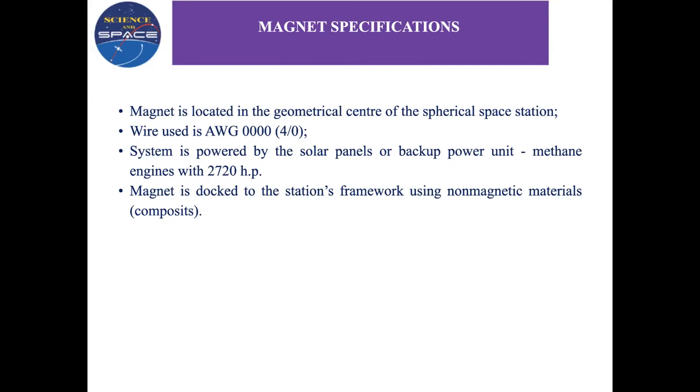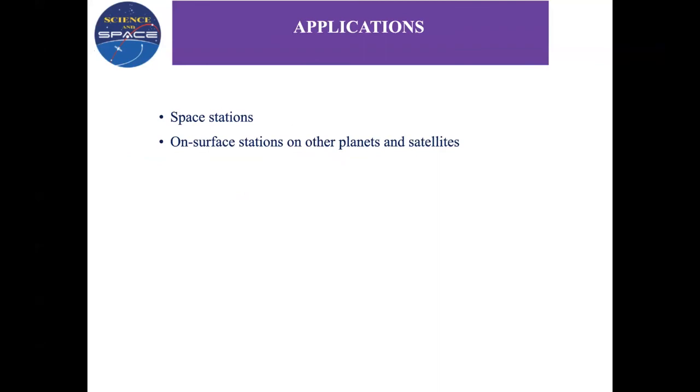And the main application of this system is the space station, but it's not limited to it. Humanity has far-going plans of colonizing other celestial bodies, and the system can easily be integrated into a ground-based scientific station on Mars, Moon, or other planet or satellite where the magnetic field is needed.